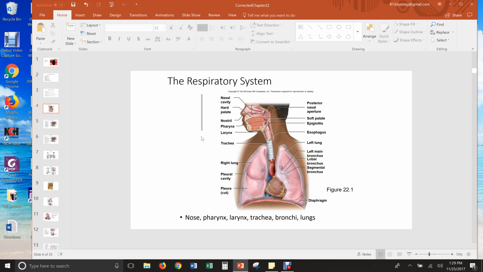In our upper respiratory system, in this upper tract, it's going to include the nose, the nasal cavity, the pharynx, associated structures with the pharynx, and our larynx. The lower tract is going to be our trachea, the bronchi, smaller bronchioles, and then into our lungs.